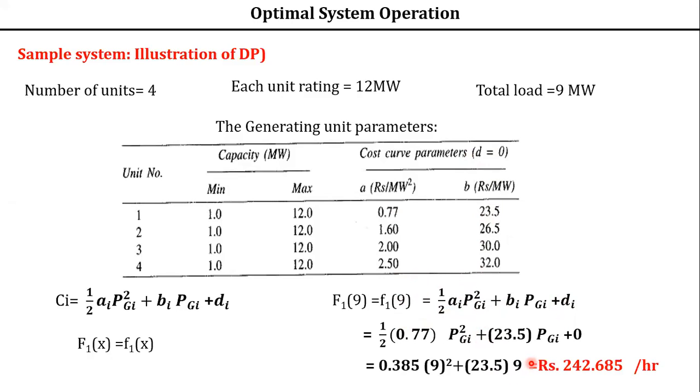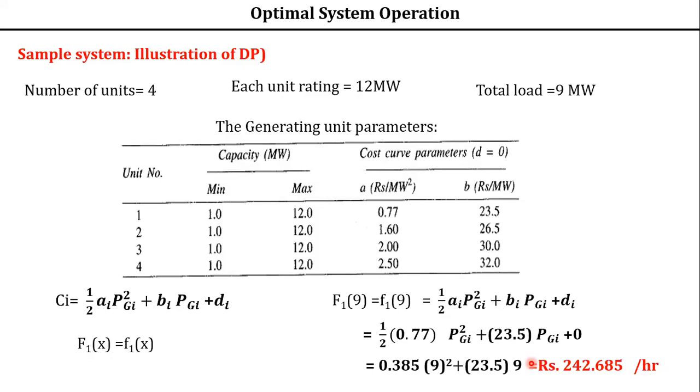This is the cost when you are operating a single unit, that is unit one. When you are operating unit one alone, the cost involved is 242.685 rupees per hour. Clear? Till this point, I have explained it. I have repeated it for the benefit of the students who did not attend yesterday because of some placement activity.